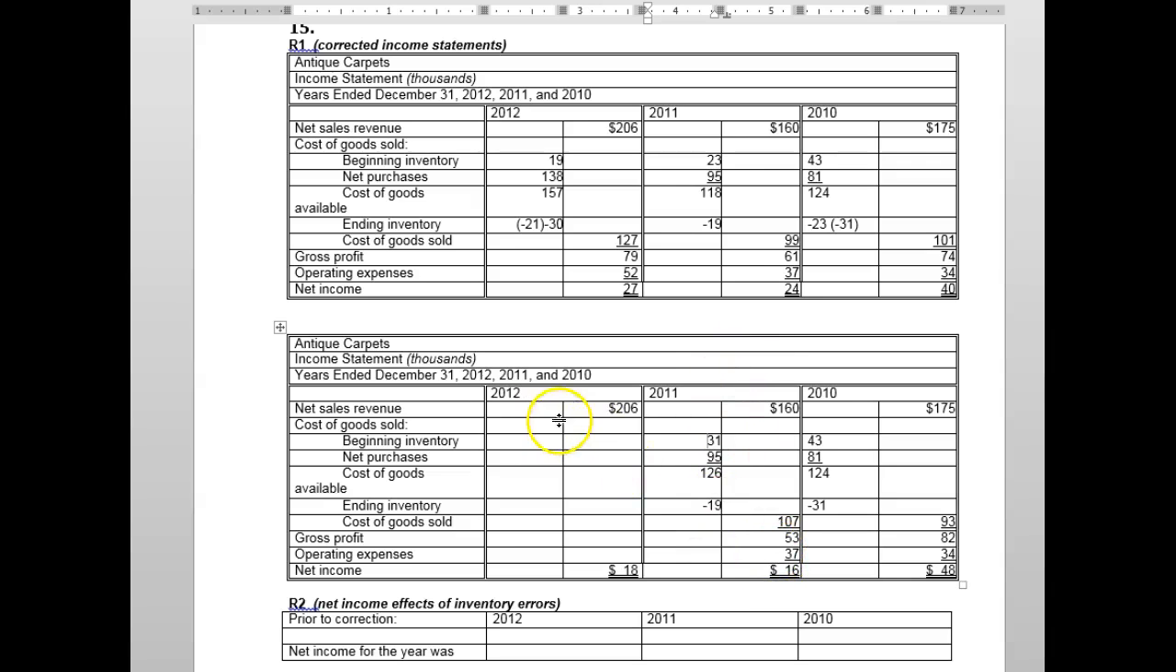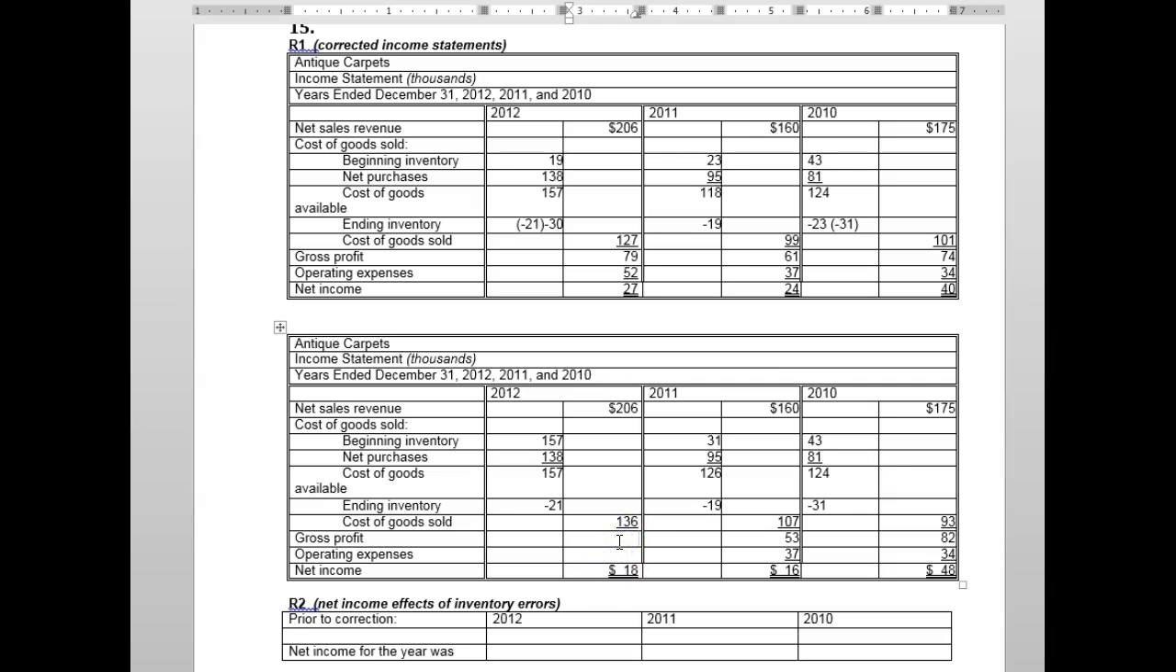Now let's continue this on to 2012. Now the 206 does not change. Your beginning inventory though now becomes 19, correct? You have debt purchases of 138, and that will give you cost of goods available is, where'd it go? 157. Ending inventory, though, changed on this one, correct? So we're going to subtract 21 instead of 30. And that gives your cost of goods sold at 136.